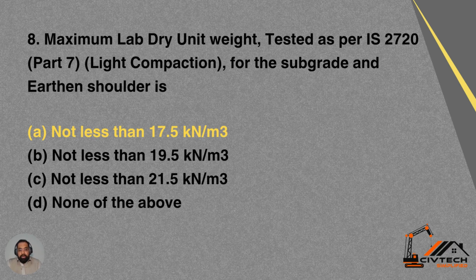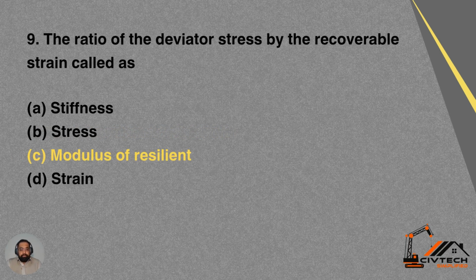Question 8. Maximum lab dry unit weight tested as per IS 2720 Part 7 light compaction for the subgrade and earthen shoulder is dash. Option A, not less than 17.5 kilonewton per meter cube. Option B, not less than 19.5. Option C, not less than 21.5. And option D, none of the above. So the maximum lab unit weight should not be less than 17.5. A is the correct answer.